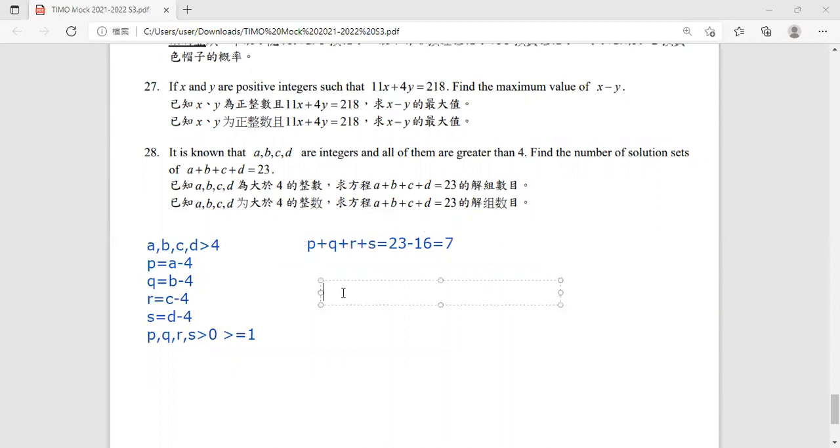So the number of combos will be equal to 6C3. Maybe if you don't know, it's 6 times 5 times 4 over 3 times 2 times 1. Okay, 20.